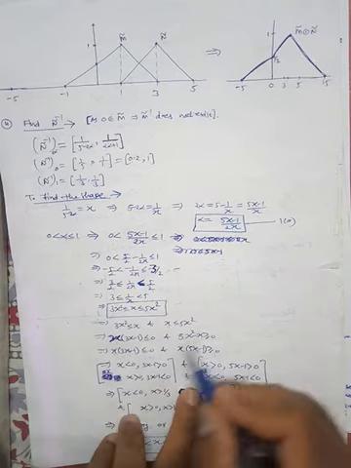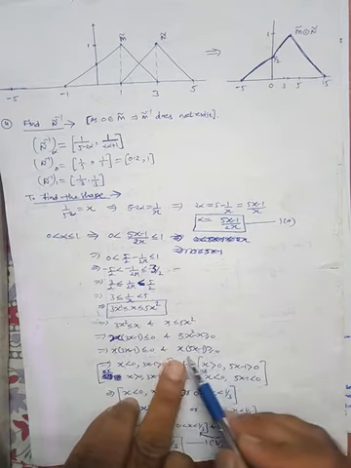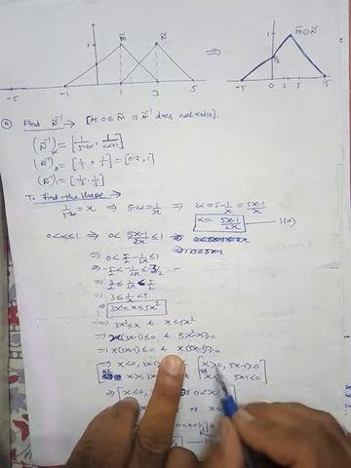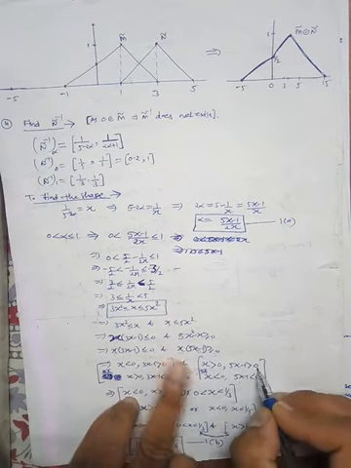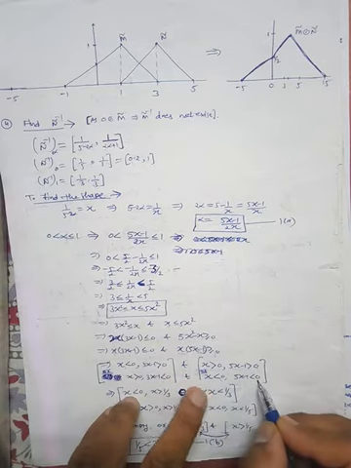Similarly in the second part, this is greater than or equal to 0. This is only possible if both are positive or both are negative. If both are positive, x is greater than 0 and 5x minus 1 is greater than 0. Similarly, when both are negative, x is less than 0 and 5x minus 1 is less than 0.